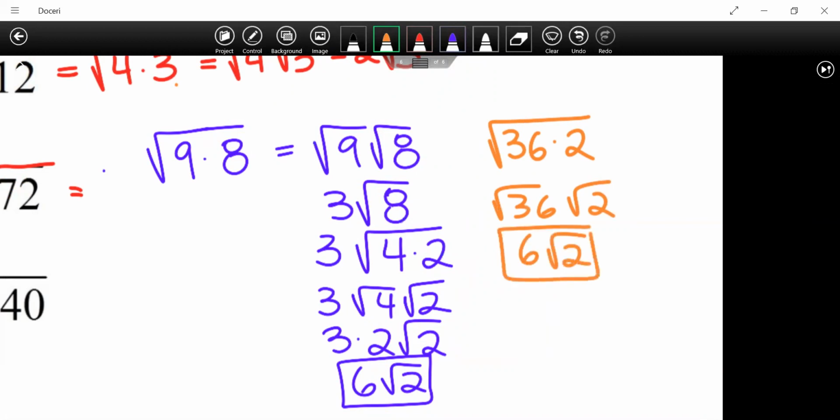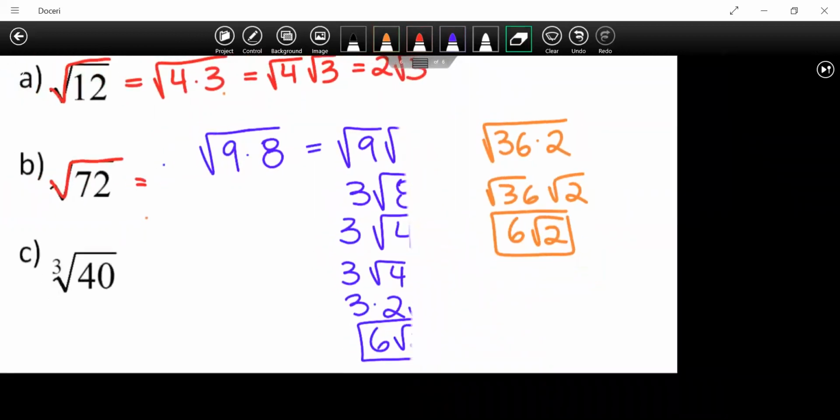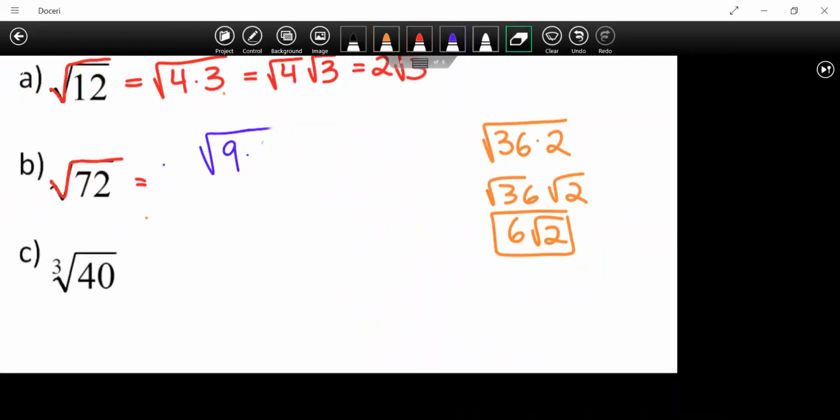Does that make sense? So just try to find the biggest number that goes into 72. That will help you out. So that's why we want to choose our value, the largest root value in here. Now, the next one that we're going to do, I'm going to leave that one for this.